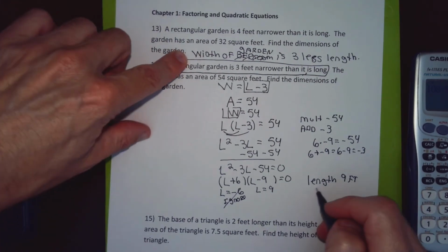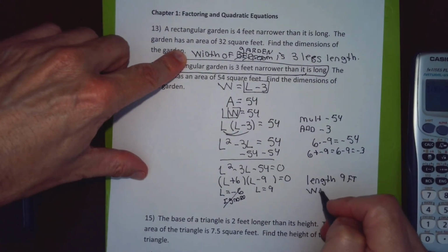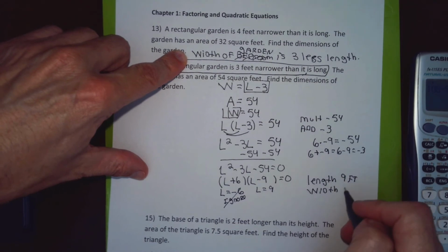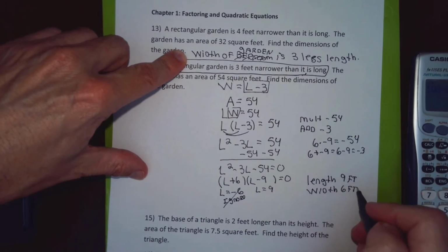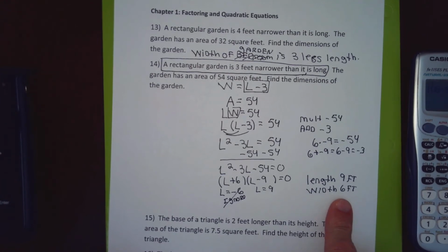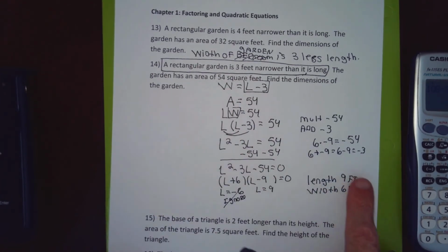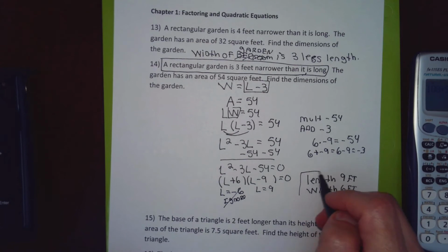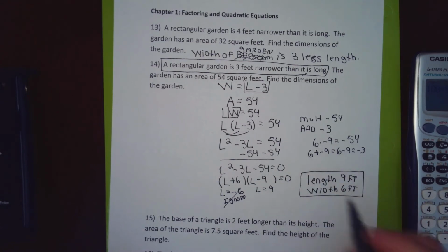And the width is 3 feet less, so I'm just going to subtract 3. 9 minus 3 and get 6 feet. And this is perfect because if I multiply the 9 and the 6 to get the area, I get 54, and the width is 3 less, or it's 3 feet narrower than it is long.